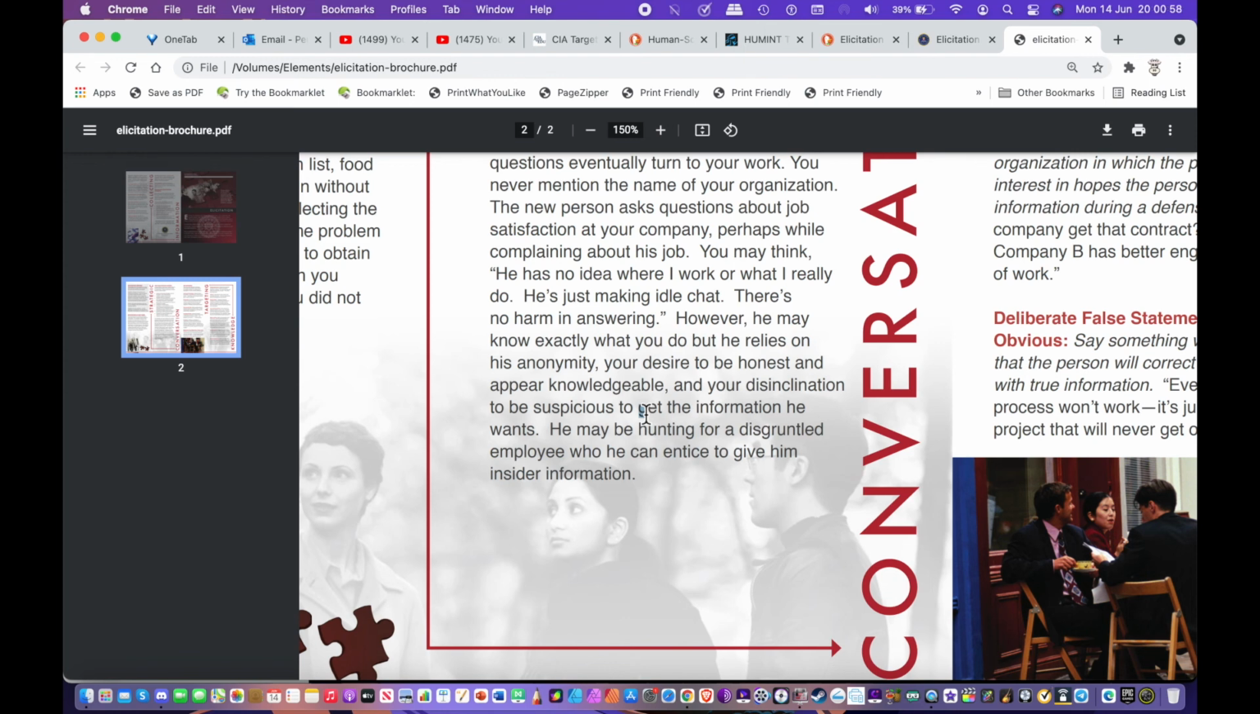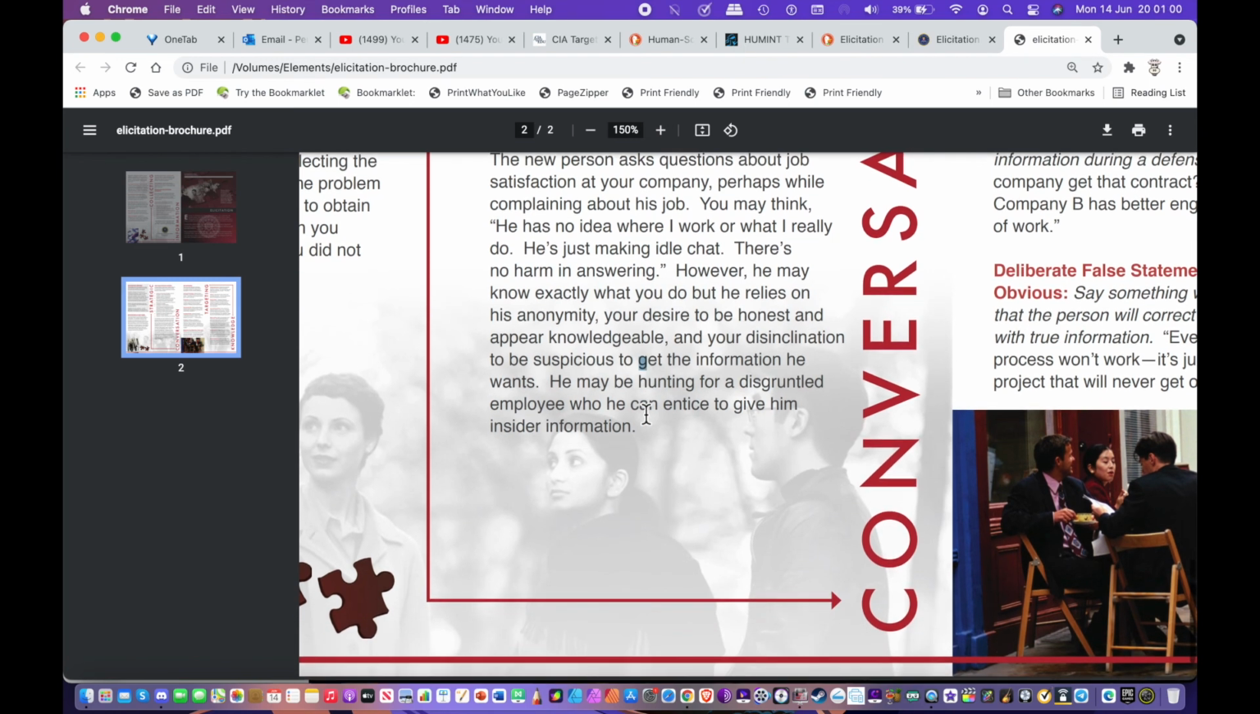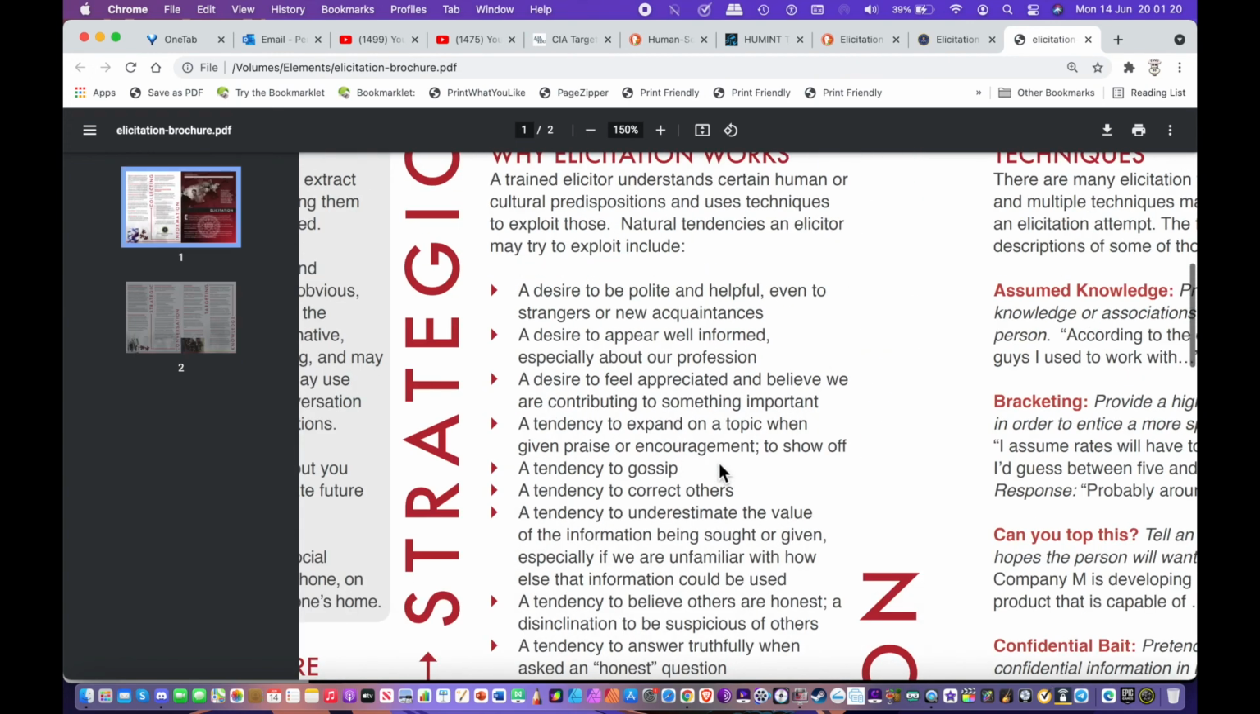Your desire to be honest and appear knowledgeable, and your disinclination to be suspicious to get the information he wants. He may be hunting for a disgruntled employee who he can entice to give him insider information.